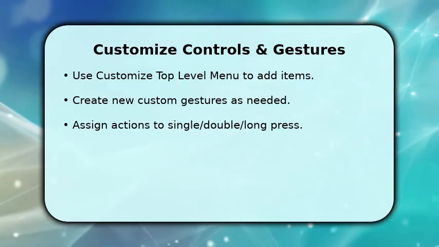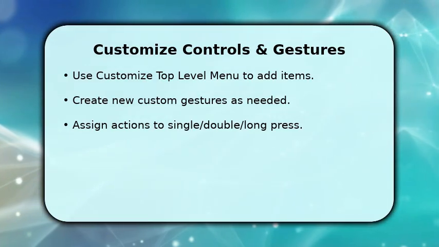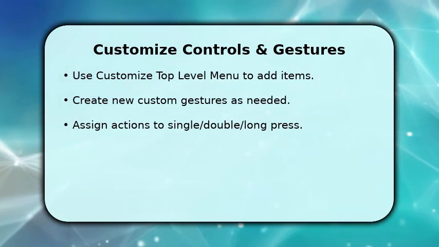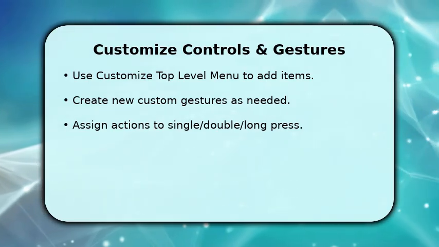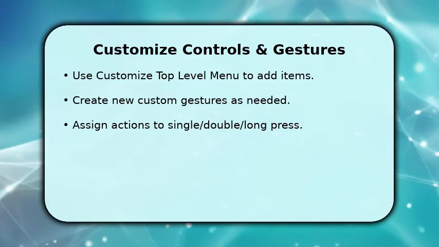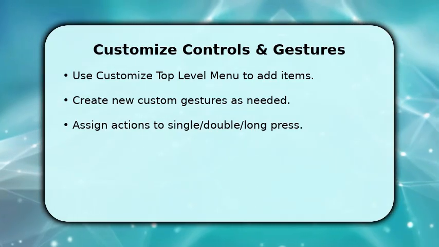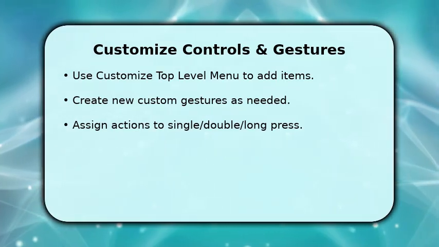Tap any icon to swap functions like Notification Center, Siri, or Screenshot. You can add more icons up to a reasonable limit. If you need complex inputs, record a new custom gesture and name it. You'll use it from the menu. Finally, assign single, double, and long press actions to streamline common tasks so interaction becomes faster and consistent.